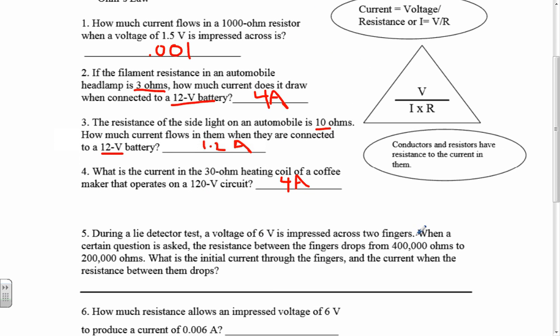Voltage 6 volts, 2 fingers. Okay, so we have from 400,000 ohms to 200,000 ohms. What's the initial current through the fingers, and then when it drops? So again, we're just going to do Ohm's law. 6 volts first divided by 400,000, and then 6 volts divided by 200,000. Plug that in a calculator, and we get 0.000015 amps, and that number, 0.00003 amps. Easy enough?